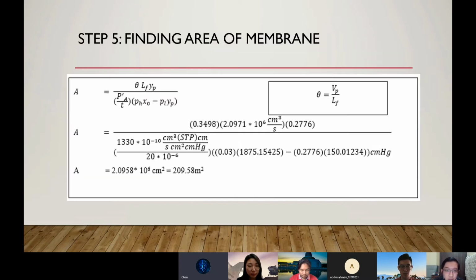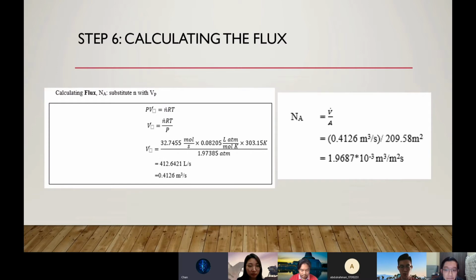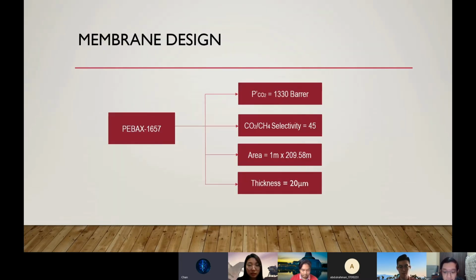Next, we have also found the area of membrane and the flux using the formula learned. In our design, we have decided to use PBEX 1657 as the membrane material because it has high CO2 permeability, which is 1330 barrer, and also has high selectivity, which is 45.